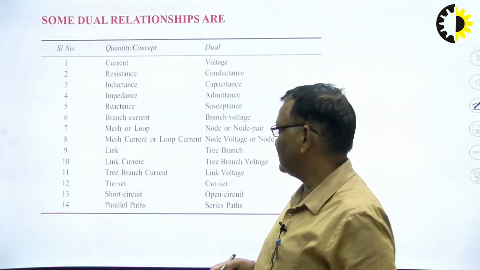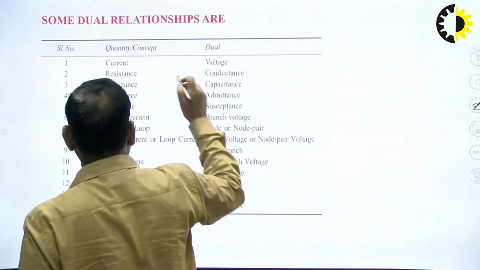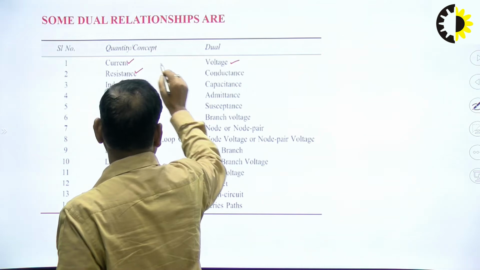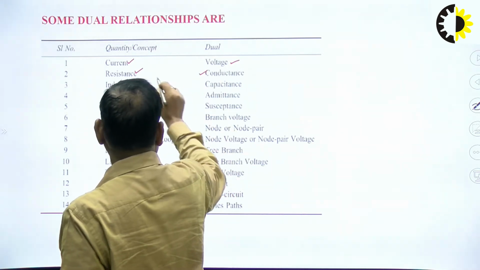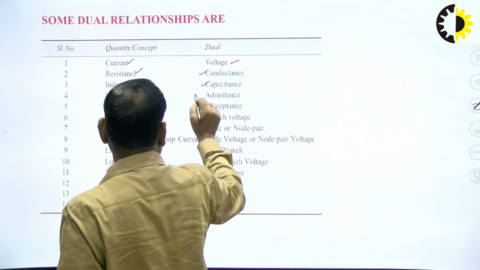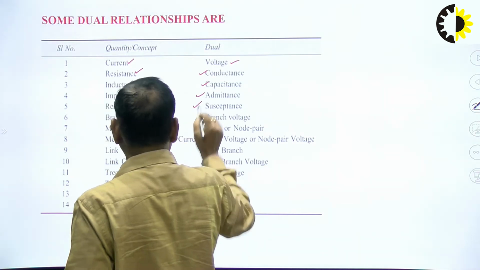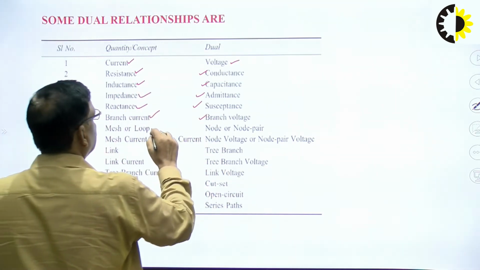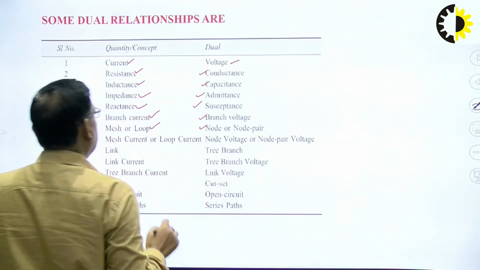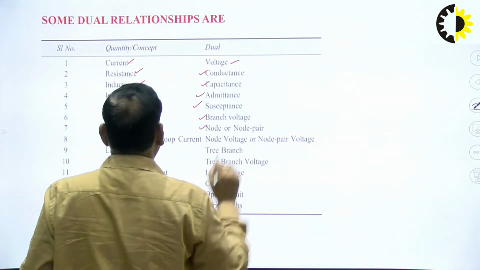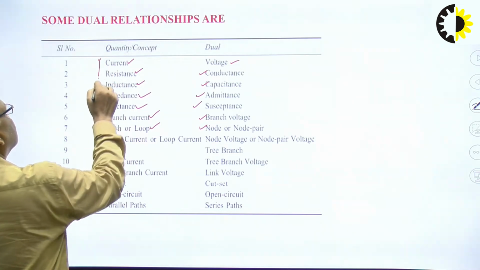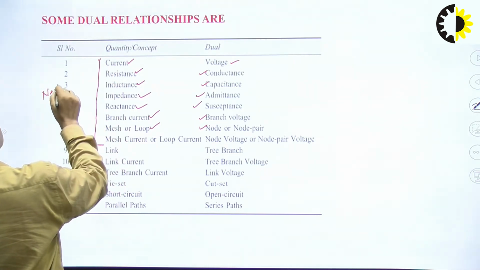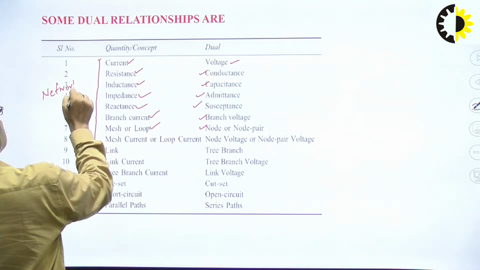There are some dual relationships. We can see the dual of the current is voltage, then resistance and conductance, inductance and capacitance, impedance and admittance, reactance and susceptance, branch current and branch voltage, mesh or loop and node or node pair, mesh current or loop current and node voltage or node pair voltage. So these are the variables related to your network.